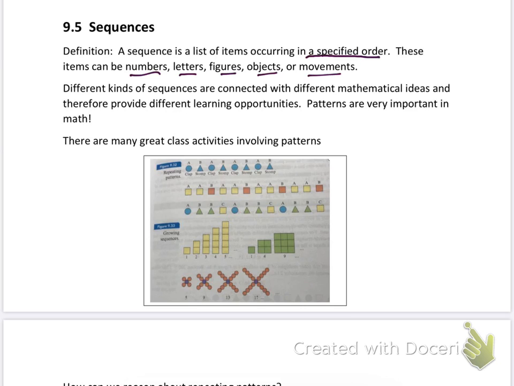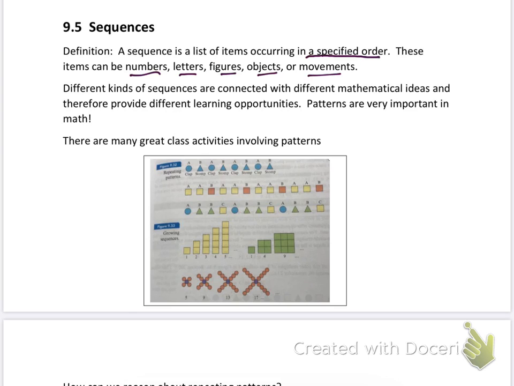So circle, triangle, circle, triangle, circle, triangle, circle, triangle. Okay, in the next one, you have 2 yellow, 1 red, 2 yellow, 1 red, 2 yellow, 1 red. In the third one, you have a more complicated pattern. So blue circle, green triangle, yellow square. Blue circle, green triangle, yellow square. And they've tied it in with letters of the alphabet. Okay, so you can kind of build on this many, many different ways.